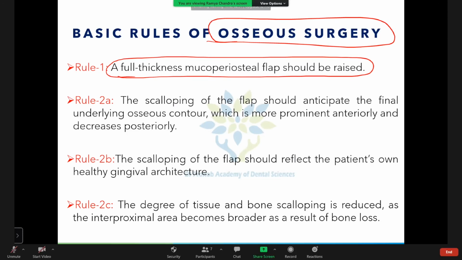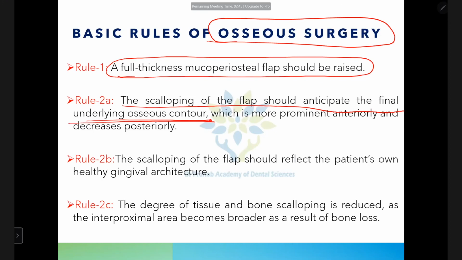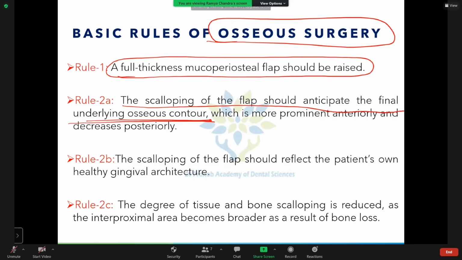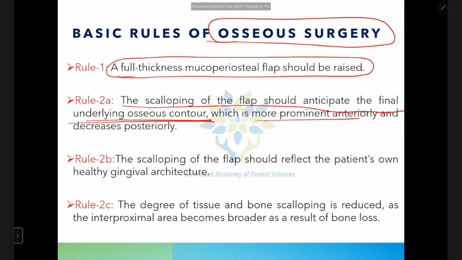Rule 2A: the scalloping of the flap should anticipate the final underlying osseous contour. So my flap should be made in such a way that it follows the osseous contour. I should scallop the flap in such a way that it will resemble the underlying osseous contour. This scalloping is more prominent anteriorly and it will decrease posteriorly.